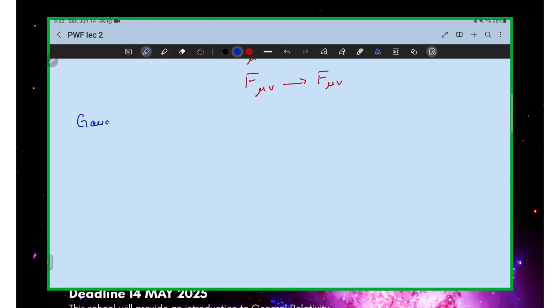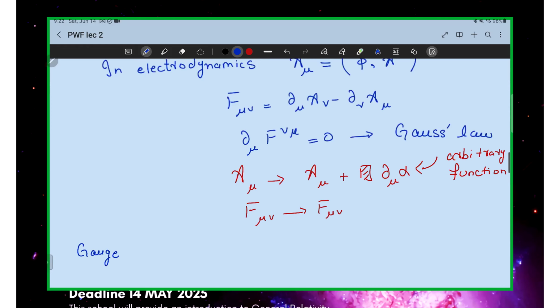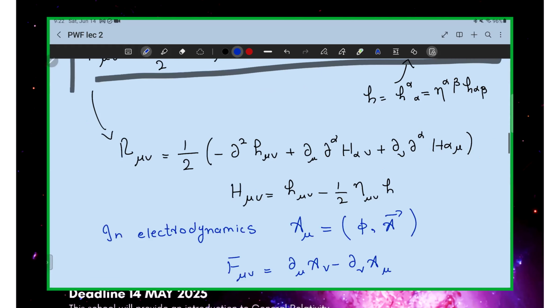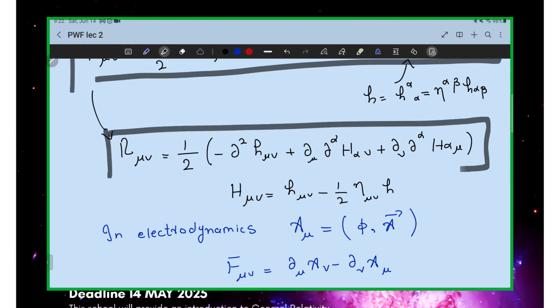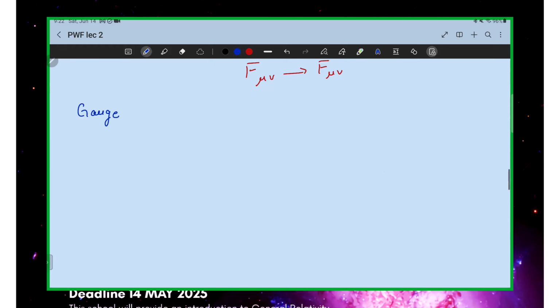You may think, why am I introducing gauge transformations right now? I'll explain that in a minute. I will come back to this expression in a minute. But for that, I need gauge transformations.